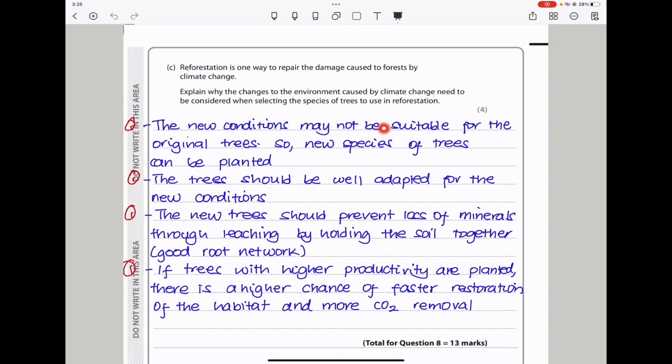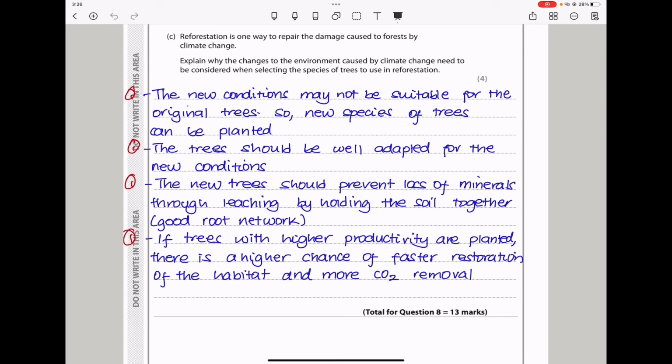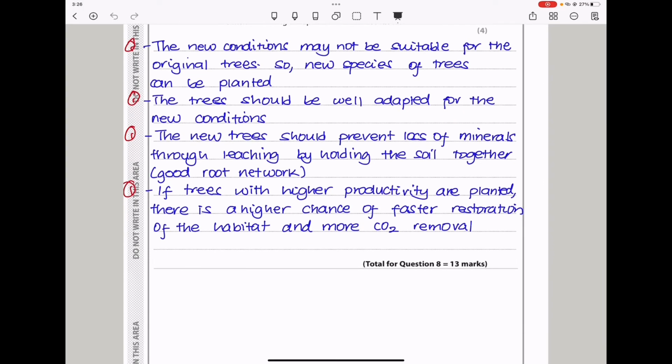So I say the new conditions may not be suitable for the original trees, so new species of trees can be planted. For example, the pH of the soil could have changed, the water content in the soil could have changed, so planting the same trees that existed initially may result in failure for those same plants to grow in that area, so new species may need to be planted. Also, the trees should be well adapted for the new conditions. The new trees should prevent loss of minerals through leaching by holding the soil together, meaning the new trees should have a good root network system. Also, if trees with higher productivity are planted, there is a high chance of faster restoration of the habitat and more CO2 removal from the atmosphere.